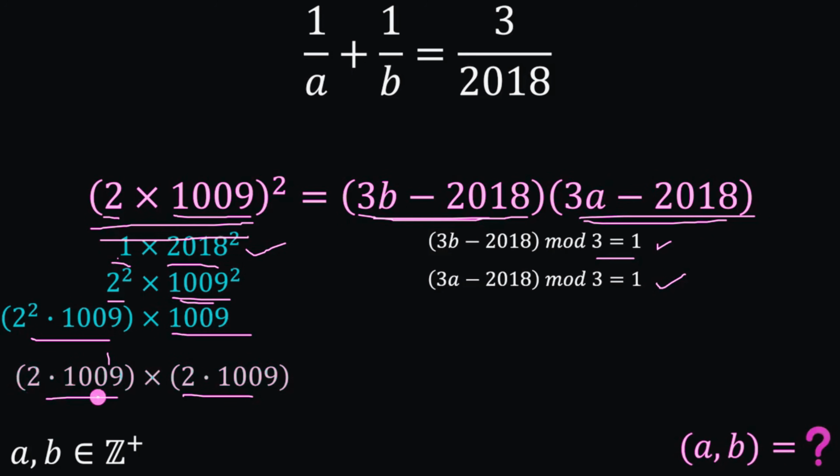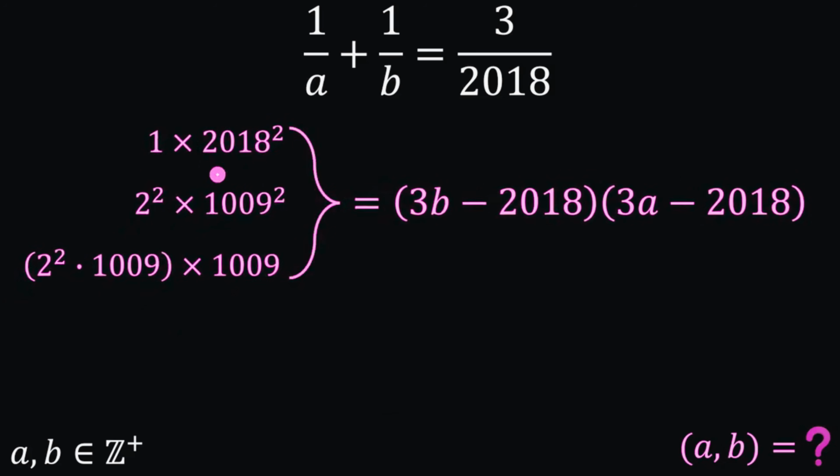1 times 2 is 2. Therefore, 2 times 1009 is 2 mod 3, or if we divide this number by 3, we get a remainder of 2. So these factors are not accepted. So we only have 3 pairs of factors. We have 1 times 2018, 2 squared times 1009 squared, and 2 squared times 1009 times 1009.